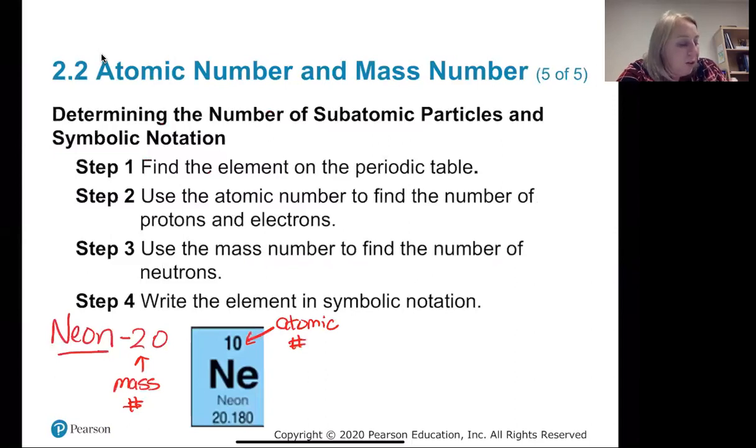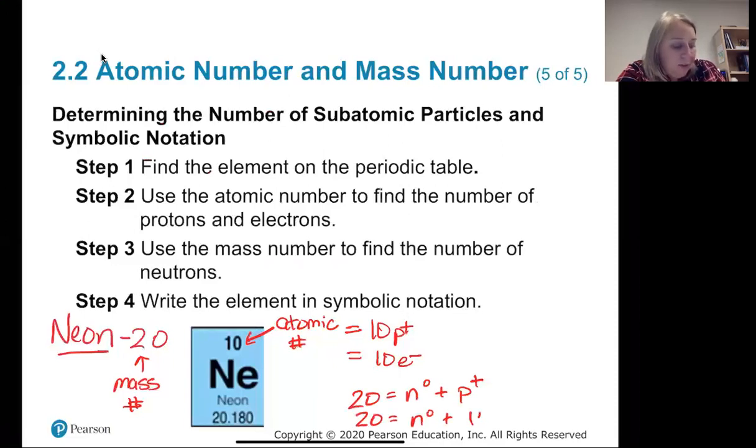So step 2, we use the atomic number to find the number of protons and electrons. Our atomic number is equal to the number of protons. So we have 10 protons. That atomic number also tells us that we have 10 electrons. Then we're going to use the mass number. Our mass number is 20. So what that is telling us is 20 is equal to number of neutrons plus number of protons. We know our number of protons is 10. So that means our number of neutrons is 20 minus 10, so our number of neutrons is equal to 10. So we found our neutrons, we found our electrons, and we found our protons. So you have to be able to do that.